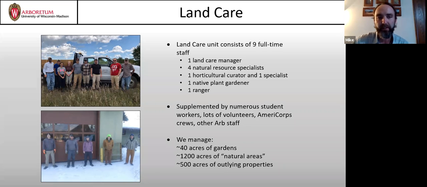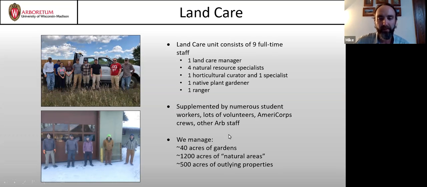And then we have one person who takes care of our 4-acre Wisconsin native plant garden, and then a ranger who focuses on taking care of trails, trail maintenance, visitor interaction, making sure visitors are behaving and following proper etiquette on the grounds. So we're doing a lot of different things. All that work is supplemented by numerous student workers and volunteers, occasional AmeriCorps crew, and other Arboretum staff help us out as well. Like I said, we're a team and there's overlap in our work.